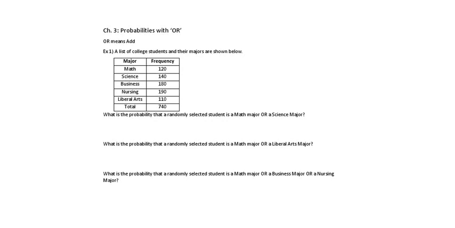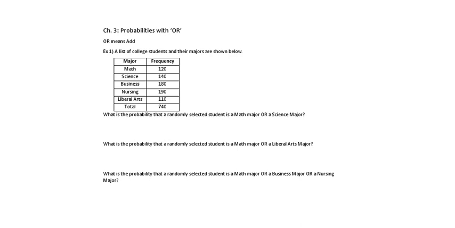Good afternoon, and welcome to our lesson about probabilities involving the word or. For all intents and purposes, the word or means add. So, we have a list of students and their majors, and we already totaled it. It's 740. I want to know, what is the probability of a math or a science major? Well, let's see.